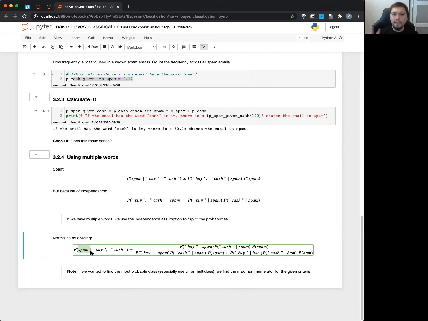Technically there are two equations here, right? It's just that we replace ham with spam. But the reason we don't have to do that is because if we know it's not spam, then it must be ham, right? So we just do one minus that probability.